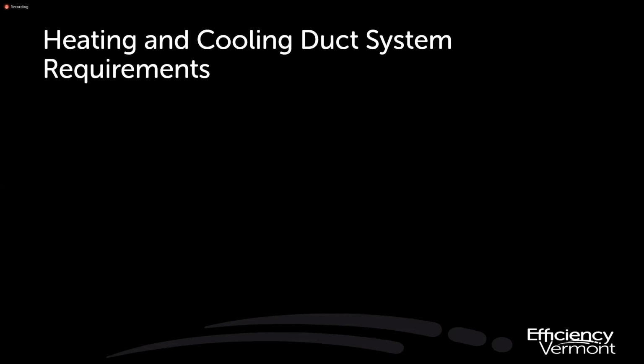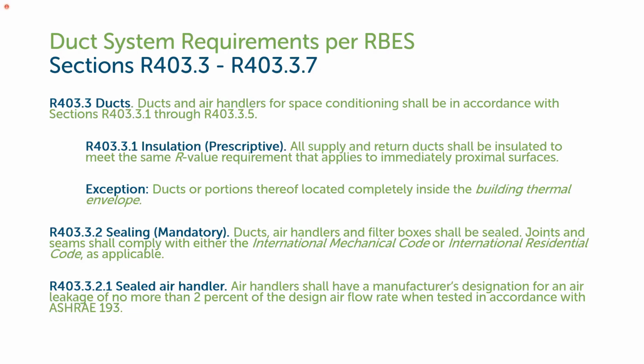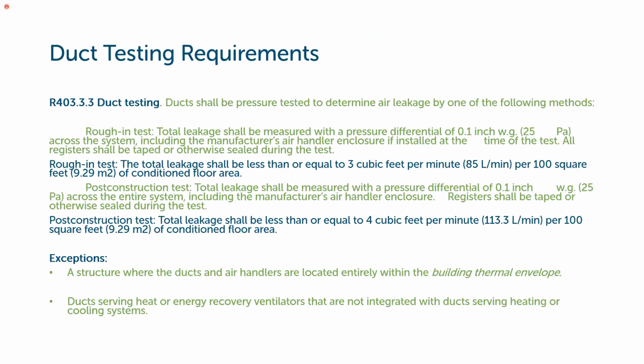So, heating and cooling duct system requirements. There are call-outs for performance for ducted systems. So our section R304, basically that covers the prescriptive and mandatory requirements for performance of the installation of ducted systems. So installation of ductwork, sealing of the actual equipment itself, of air handlers, duct testing.